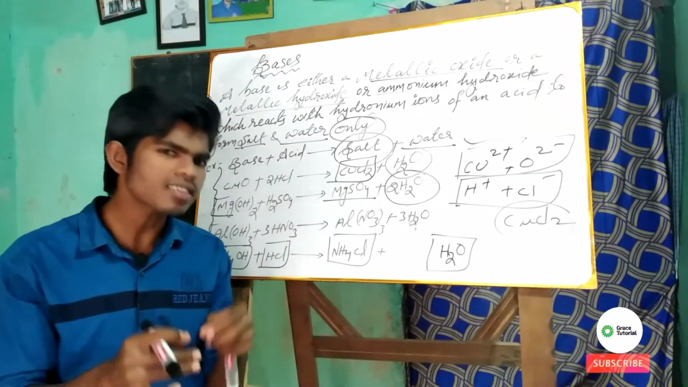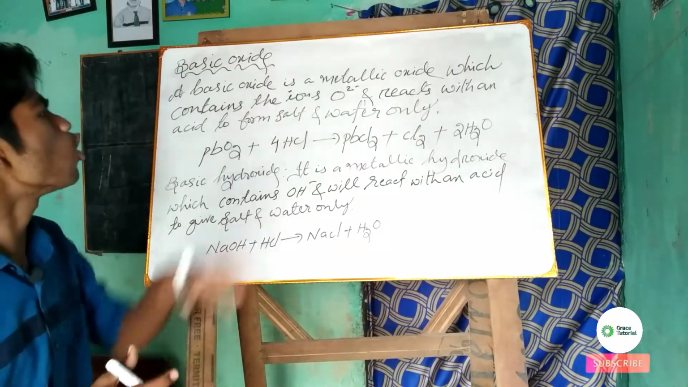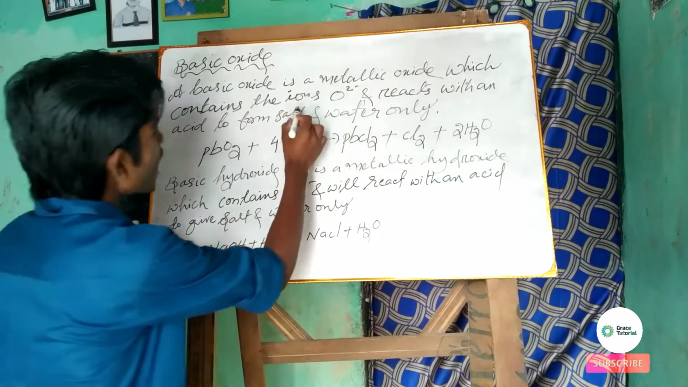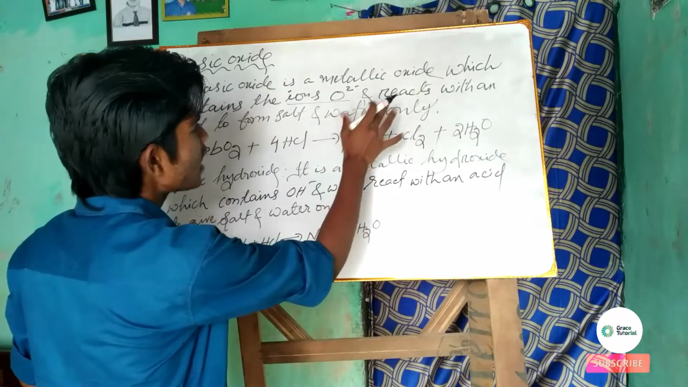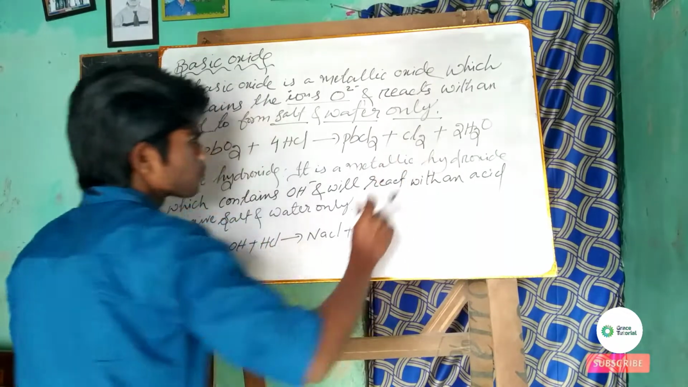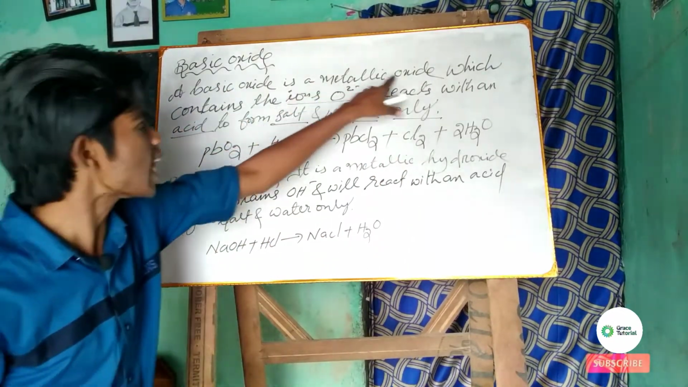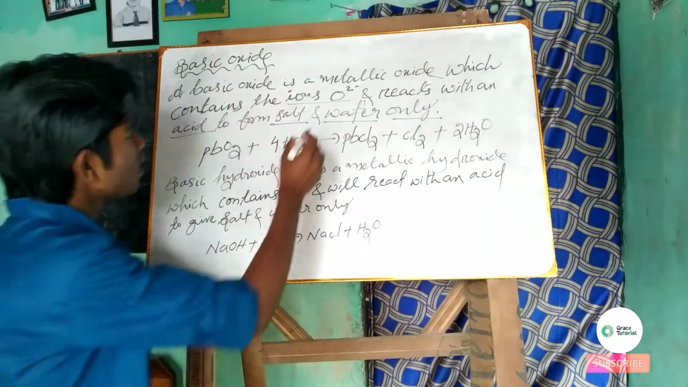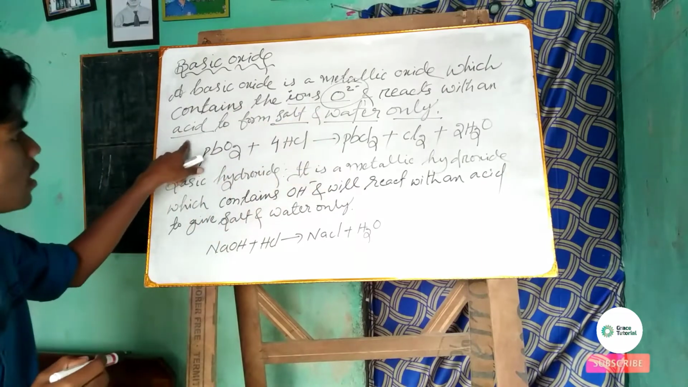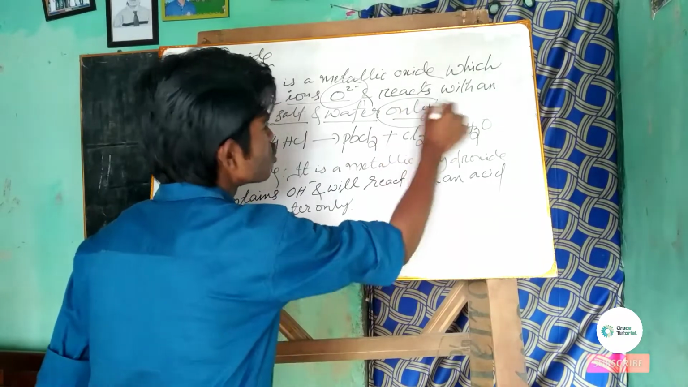Now we will discuss the basic oxide. A basic oxide is a metallic oxide which contains the ions O2- and reacts with an acid to form the salt as well as the water only. So this is the definition of the basic oxide. This basic oxide is a metallic oxide, it contains O2-, and when it reacts with the acid, it forms the salt as well as the water only. Here the word 'only' is used.